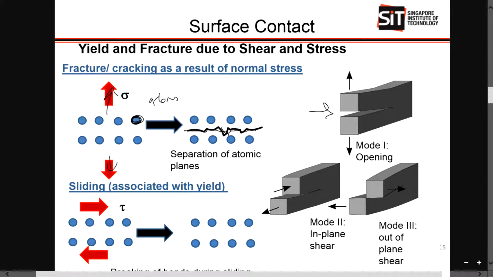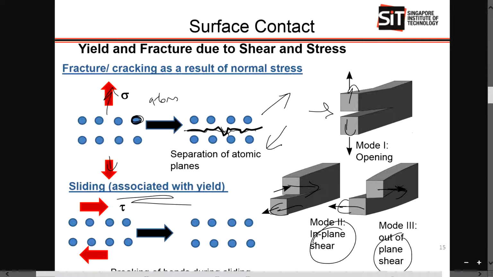This is what it's talking about. You are trying to pull it apart in this manner, so this is opening up. Or you will have a shearing, where you can shear in this manner, or in this manner, or in this manner. Take note of the terms in-plane shear and out-of-plane shear. These are the two keywords that you can search.